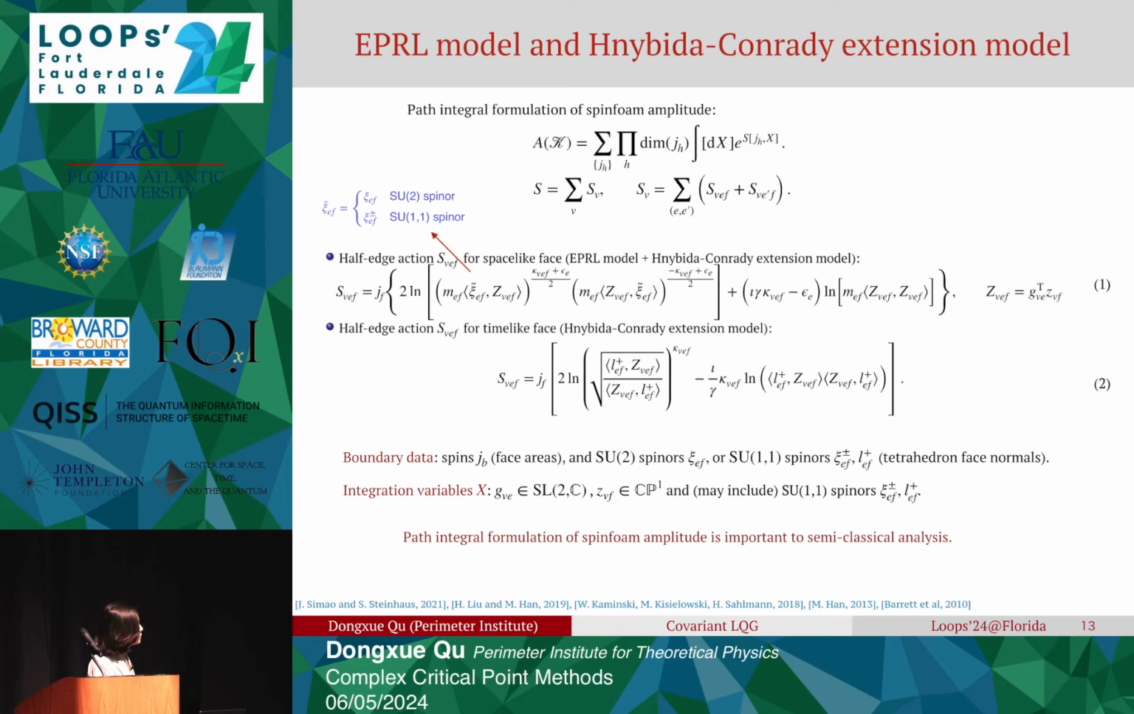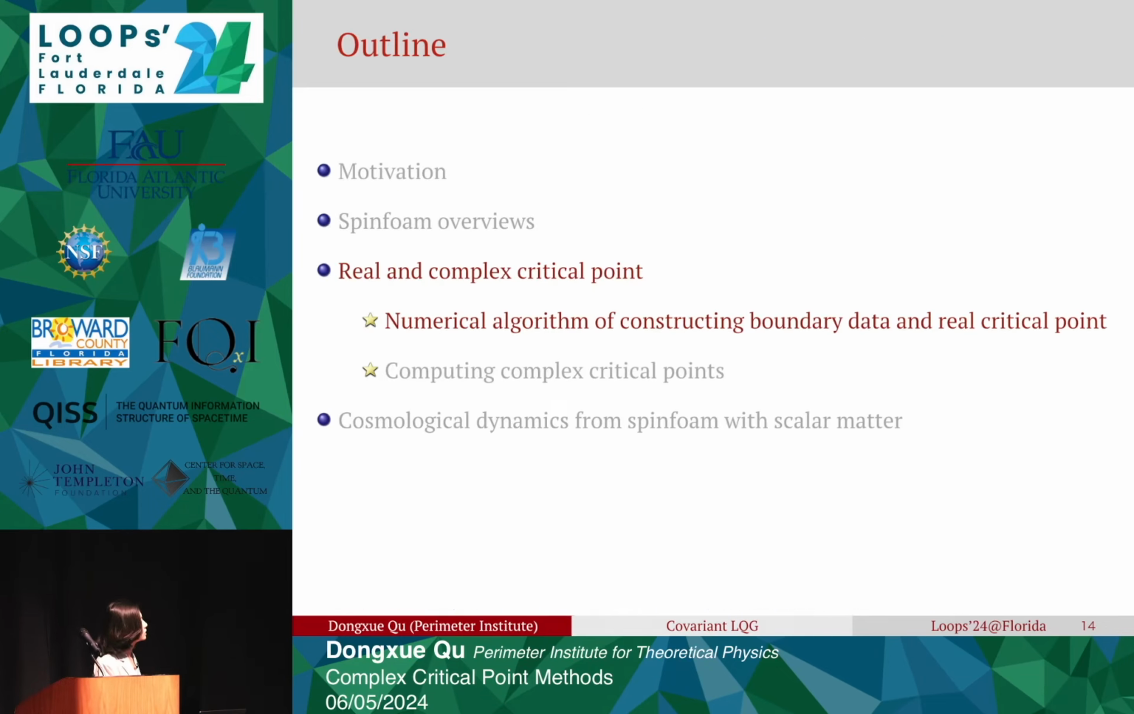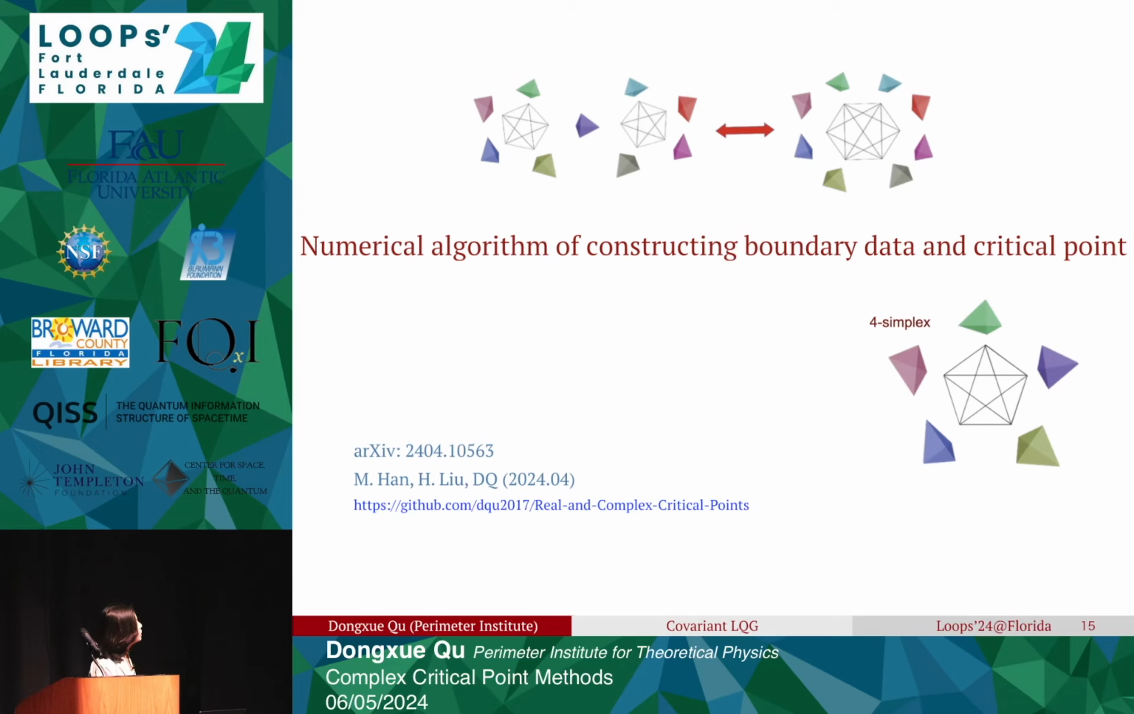The path integral formulation of the spinfoam amplitude is very important to the semi-classical analysis, because then we can apply the stationary phase approximation. And for the stationary phase approximation, it's crucial to compute the critical point. So in this section, I will introduce how to construct the boundary data and compute the critical point.